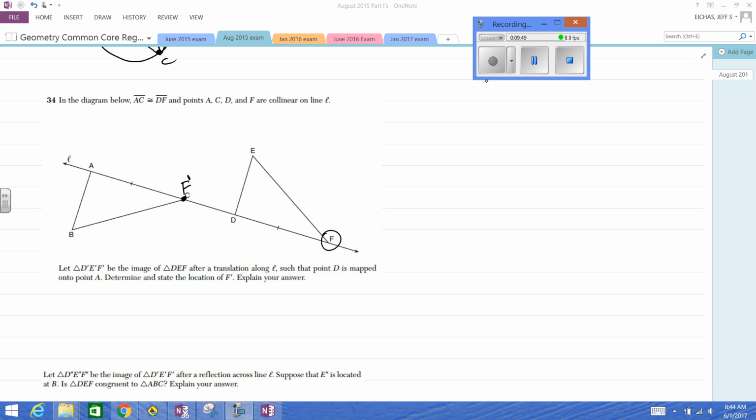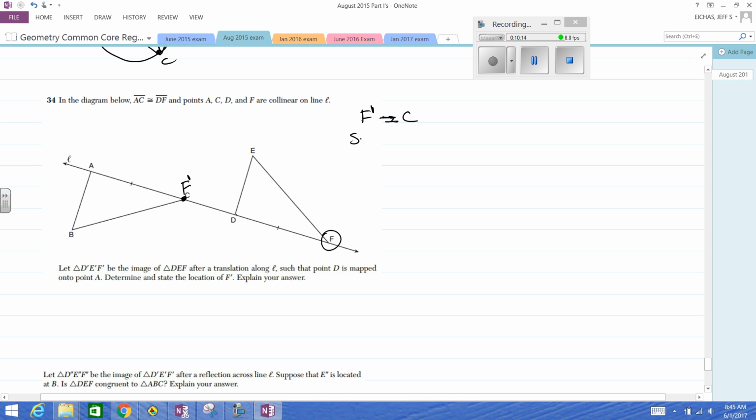So here's what we'll do. There's probably quicker ways to do this, but we've got to make sure that we show why F lands on C. So F prime is C. That's what we want to show. All right, F prime is going to be at C. Let's go through this.